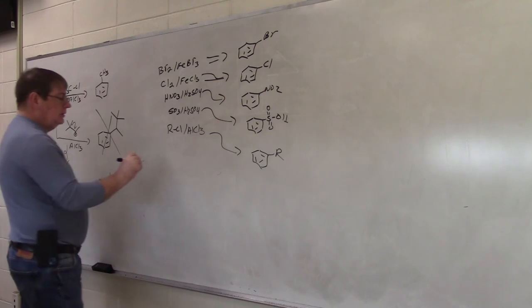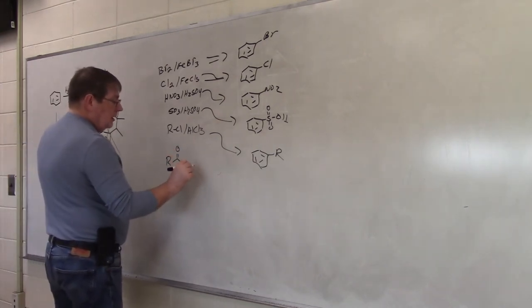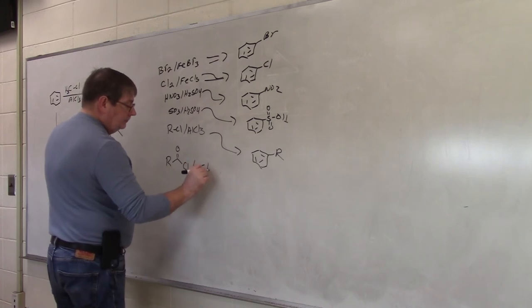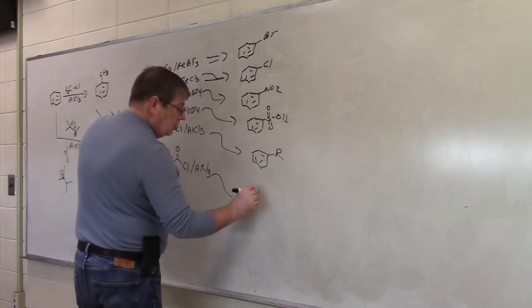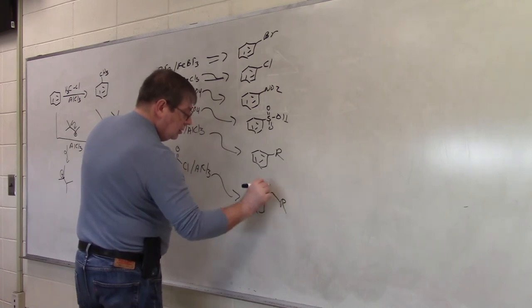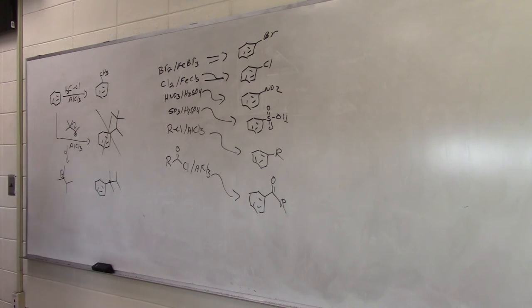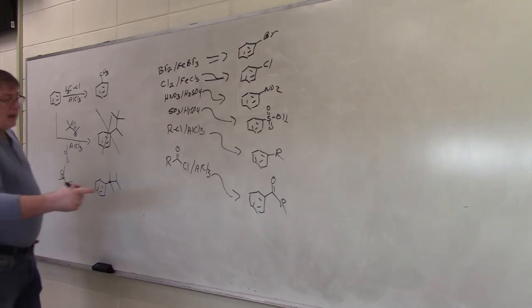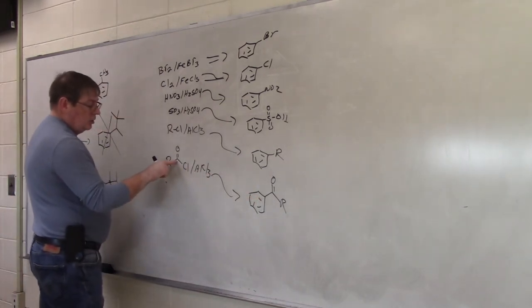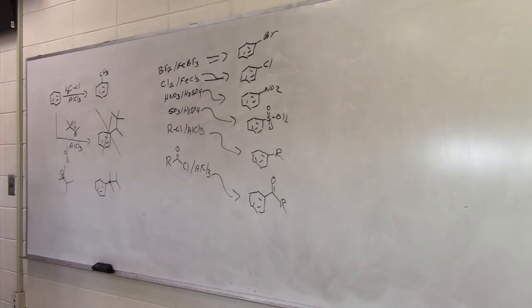Now acylation, right? You need an acid chloride and aluminum trichloride, and that will give you ketones as your product with no rearrangements. The aromatic ring is going to attach to the carbon of the carbonyl in Friedel-Crafts acylations.